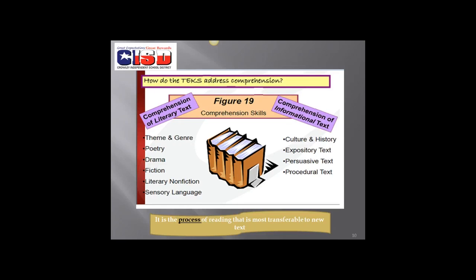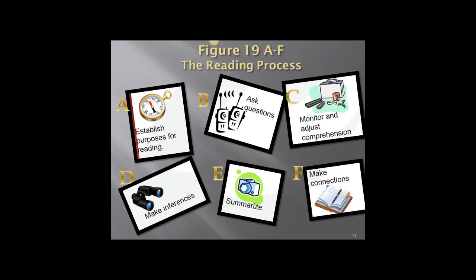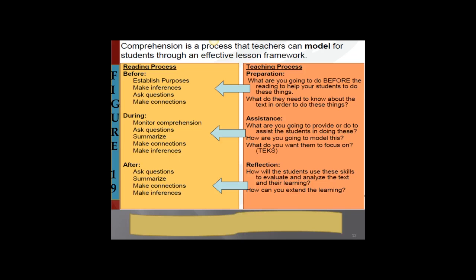Reading comprehension is addressed through Figure 19 comprehension skills. Comprehension of literary and informational text should be taught through the reading process. It is the process of reading that is most transferable to new text. Figure 19, A through F, encompasses the reading process. Comprehension is a process that teachers can model for students through an effective lesson frame. The reading process occurs before, during, and after reading. That's Figure 19.